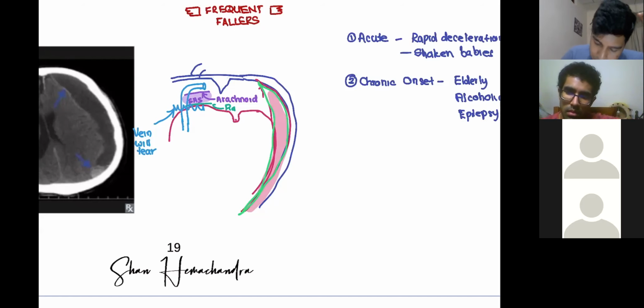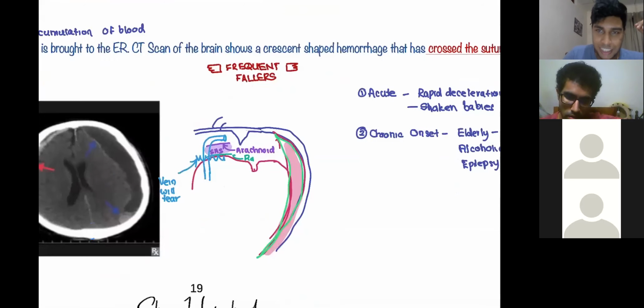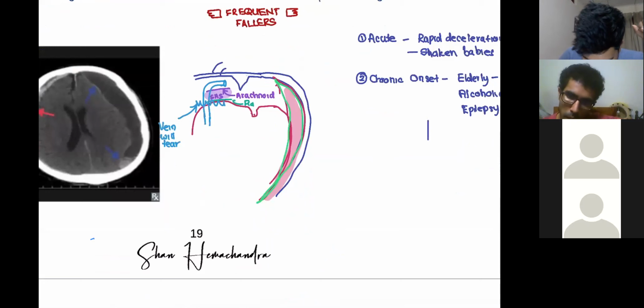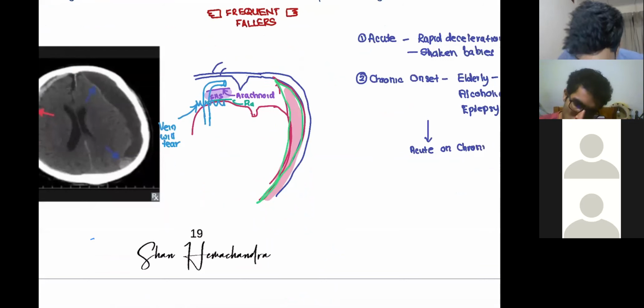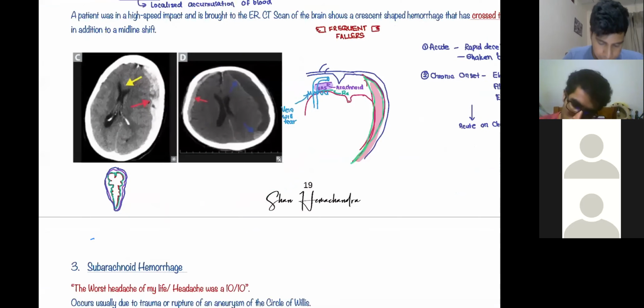So whenever these patients have a history of falls, that's why I call it the frequent fallers. If there's a history of fall, this chronic onset person can have an acute on chronic bleed. If you don't know what acute and chronic mean: acute means immediate, sudden onset. Chronic means long term, slowly developing. So you can get acute on chronic.